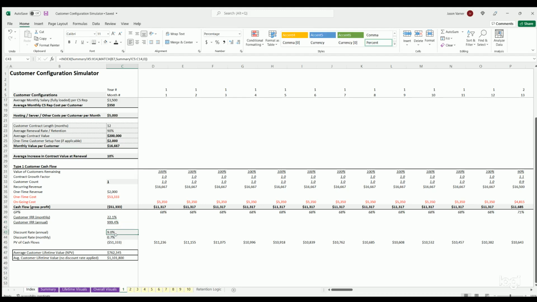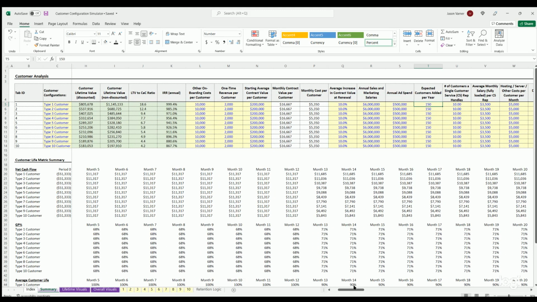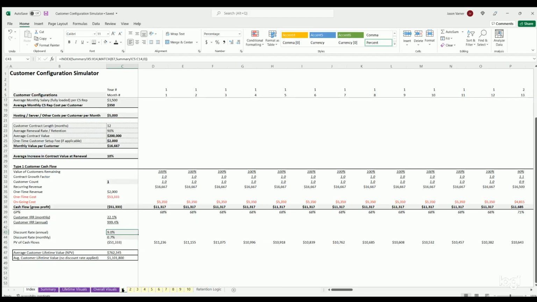Then we've got a discount rate. Again, that's going to be applied here on the summary. Discount rate here, and that can be adjusted based on how risky you think the cash flows are. And then that's converted to monthly, and then you've got the present value of the cash flows, and based on that, we can figure out the average customer lifetime net present value and average customer lifetime with no discount rate applied. Now, keep in mind, these are taking into account the initial startup costs.